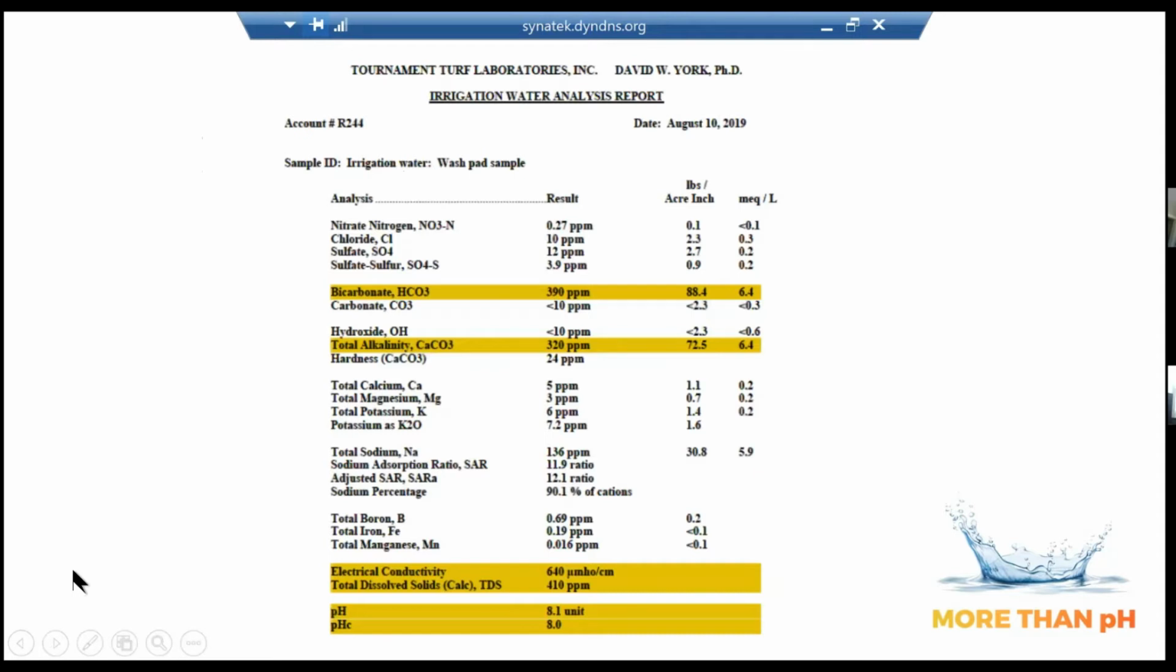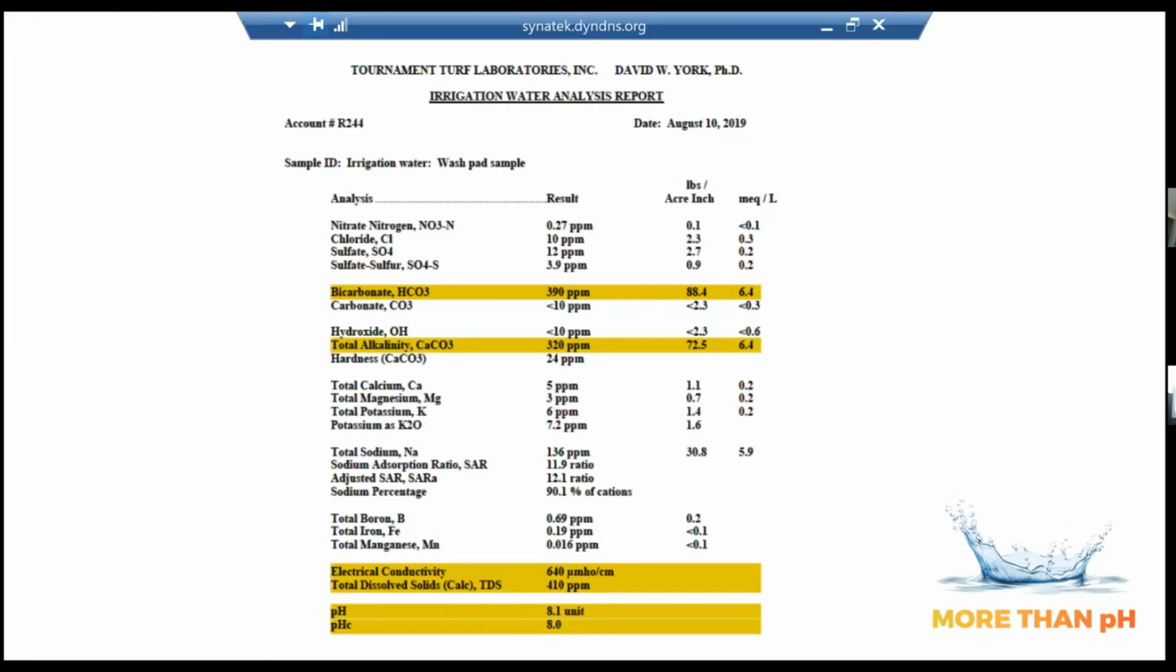Once you get the water test, this is what you're going to get back from us. We use Tournament Turf Labs, Dr. David York, who I've worked with, Dave, now for many, many years, and he is one of the sharpest guys when it comes to this. He is always available, he's just a tremendous asset. If you have any questions, suggestions, or concerns, email or call Dave. He will get back to you in a quick time, which is fantastic too, because I'm always on the phone with him, asking him questions. So he's extremely knowledgeable.